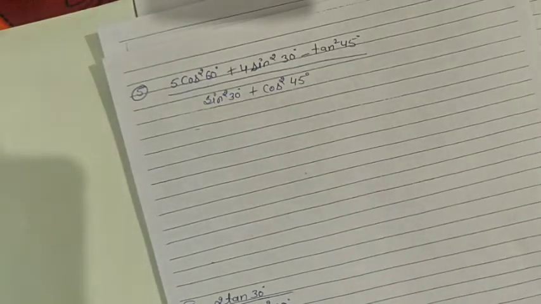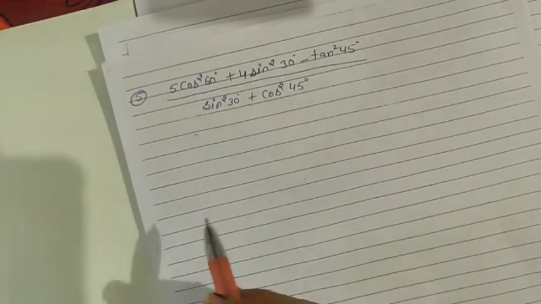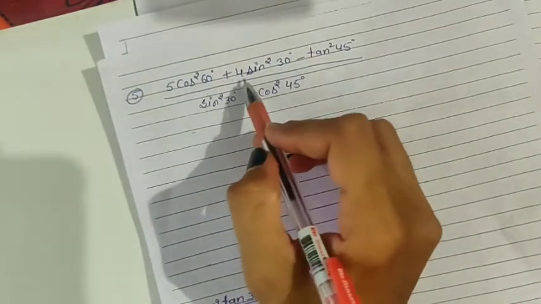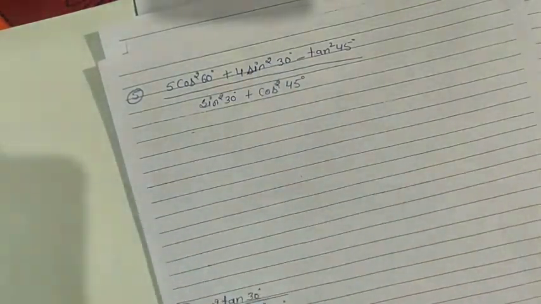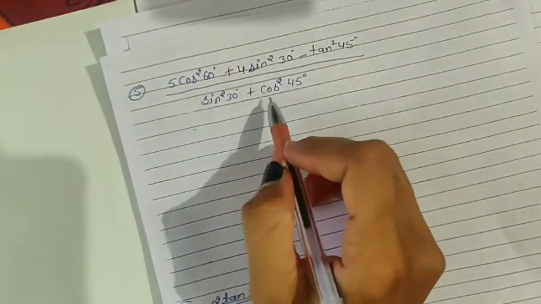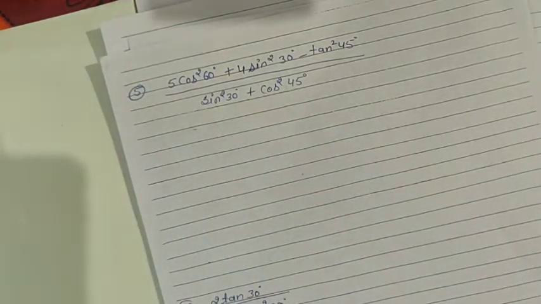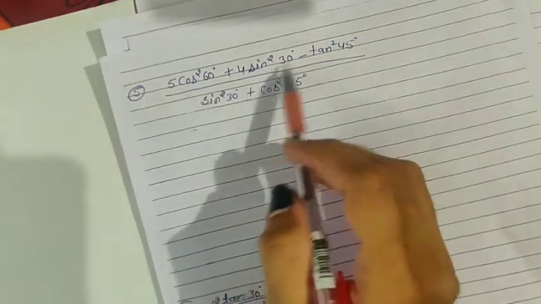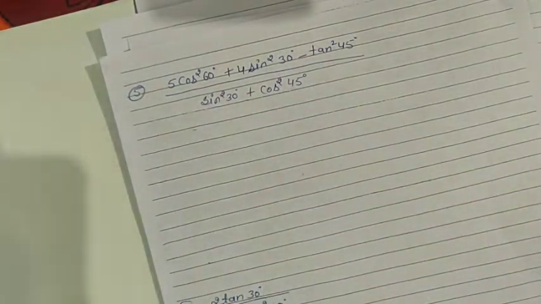So our question number 5 of this exercise, that we have to find the value of 5 cos square 60 degree plus 4 sin square 30 degree minus tan square 45 degree upon sin square 30 degree plus cos square 45 degree. Students, to solve this question, firstly we have to know values of cos 60, sin 30, tan 45 by the table. Okay, then we can do this question easily.